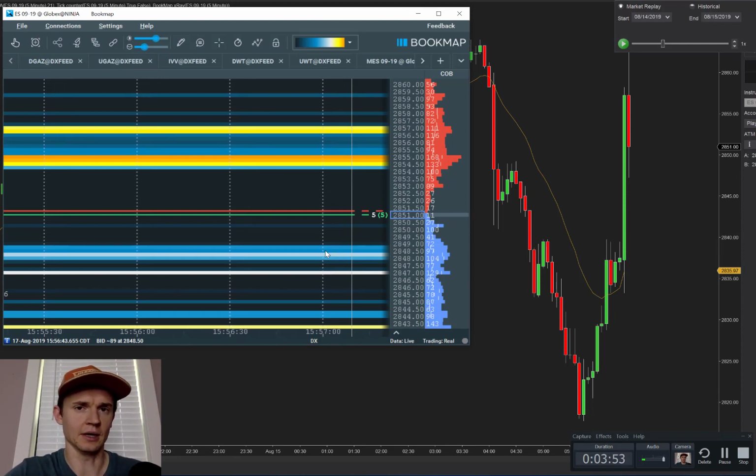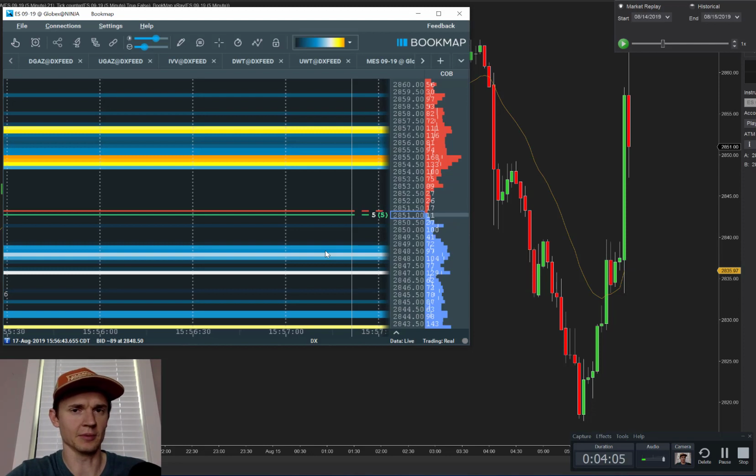So I have a trick here. You're going to need another tool. It's not a cheap tool. It's called Bookmap. Now this is a market depth platform. That's not the only one that is available. There are multiple out there. This is the one I use.